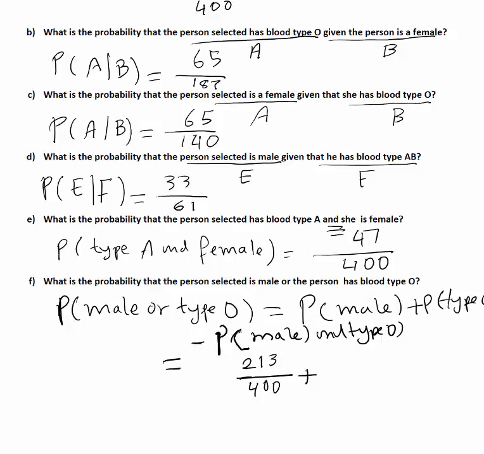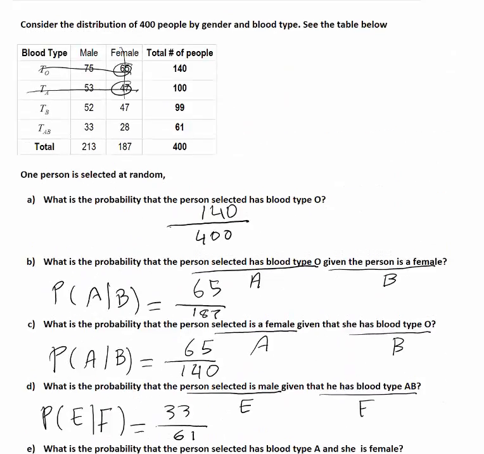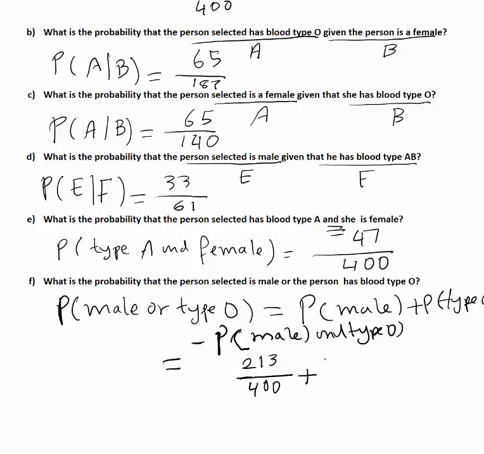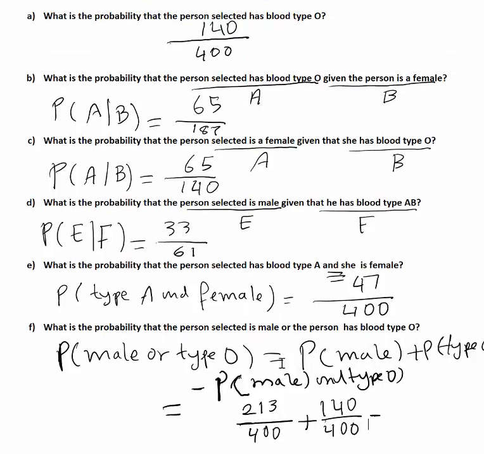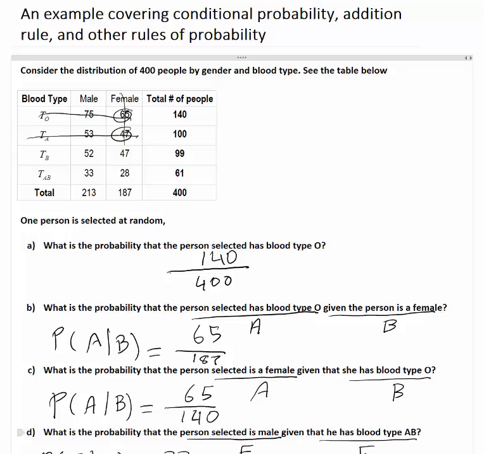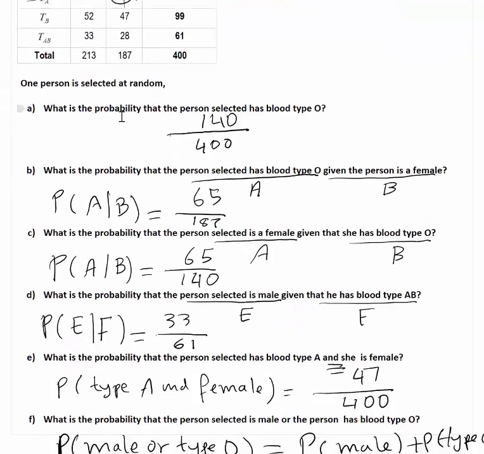What's the probability that the person selected has type O? If I take you back to the table, type O, I have a total of 140 out of 400. Minus. Why do we subtract the probability of male and type O? Because some of the males could have type O and some of the type O could have been male. So we cannot count the same people twice. That's why we have to subtract male and type O. Okay, let's see how many males have type O. We have 75, as you notice right here, guys. 75 males who have type O. So minus 75 over 400.